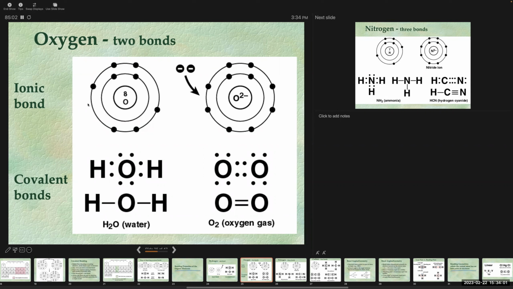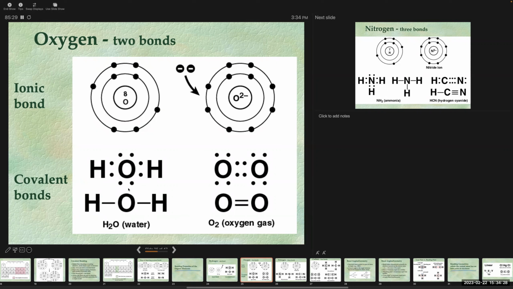So it's not happy having only 6 in the second shell, so it really wants to steal 2 more to fill up that second shell. So oxygen could steal 2 electrons from something else and become O2 minus. It has 2 more electrons than it has protons, so it has a double negative charge. And then this could form ionic bonds, but that's relatively rare. Oxygen more commonly participates in covalent bonds.